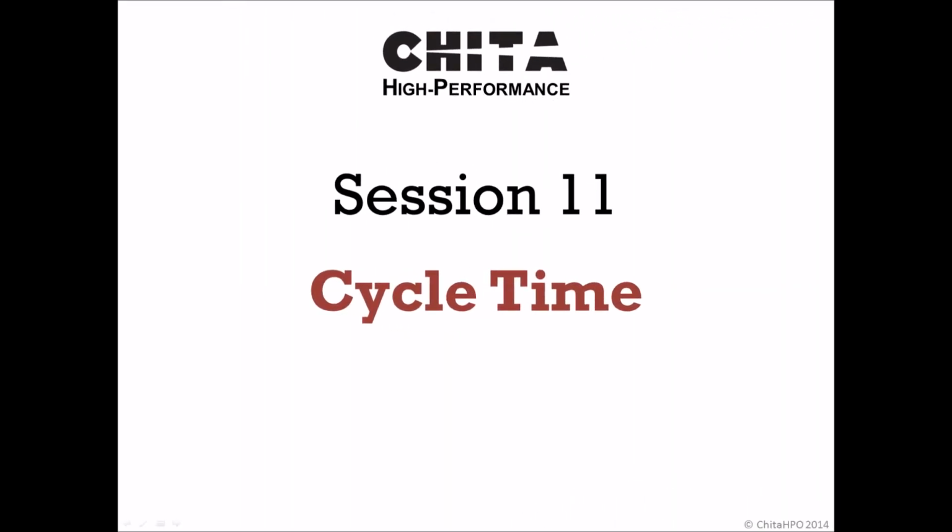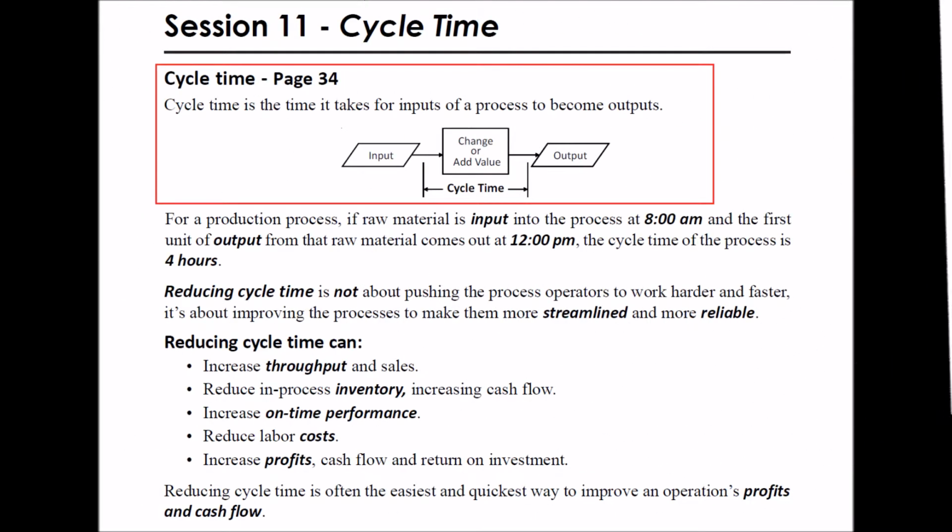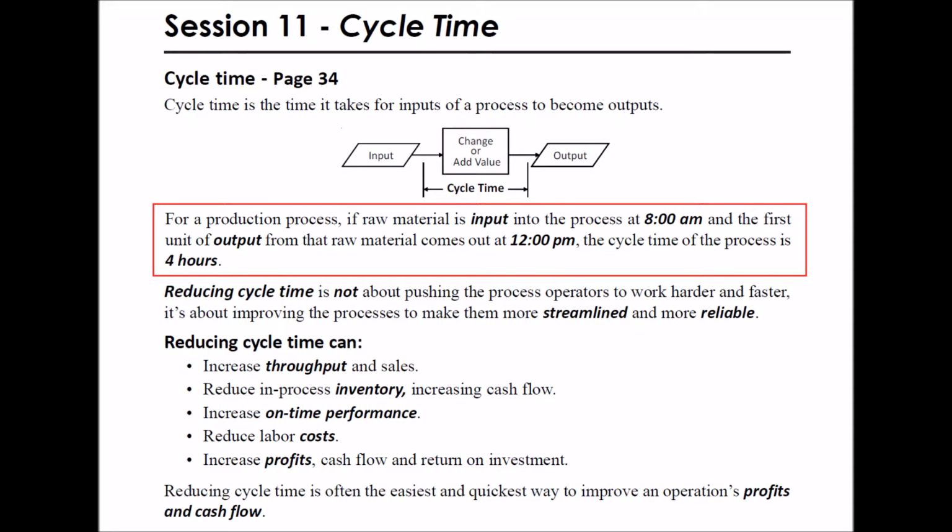Session 11, Cycle Time. Cycle time is the time it takes for inputs to become outputs. For a production process, if raw material is input into the process at 8 a.m. and the first unit of output from that raw material comes out at 12 p.m., the cycle time of the process is 4 hours.